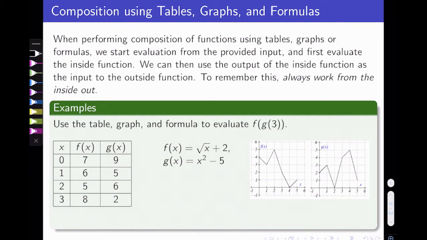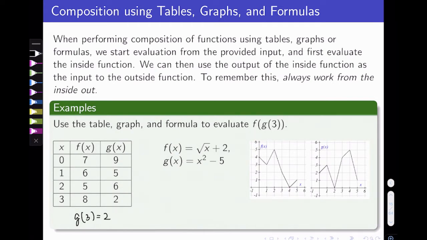So let's start by using the table to evaluate f of g of 3. We'll do the same thing with the formula, and then we'll do the same thing with the graph. Starting with the table, we first evaluate g at 3. This tells us to look at x equals 3 and find the y value of the output. So g of 3 equals 2.